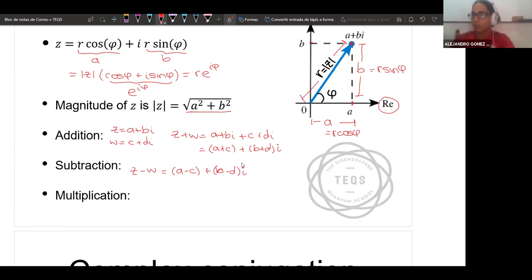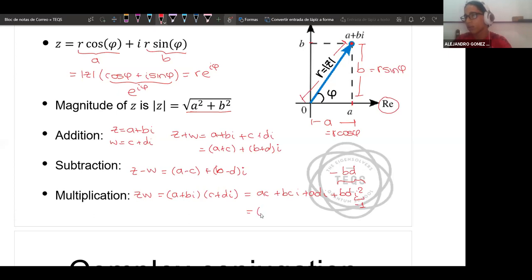And we can multiply them. We make Z times W. We can replace the numbers. Well, we just have to distribute those operations. A times C plus BCi plus ADi plus BDi squared. But i squared is by definition minus one, because that's the definition of the imaginary unit. So this part is going to be minus BD.